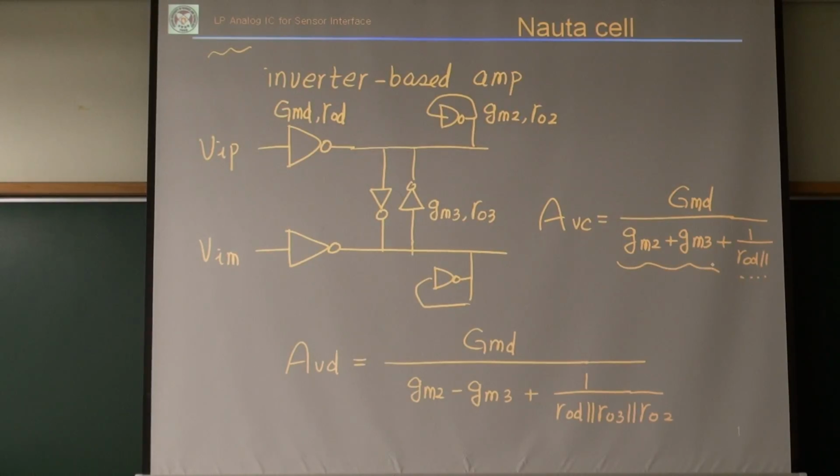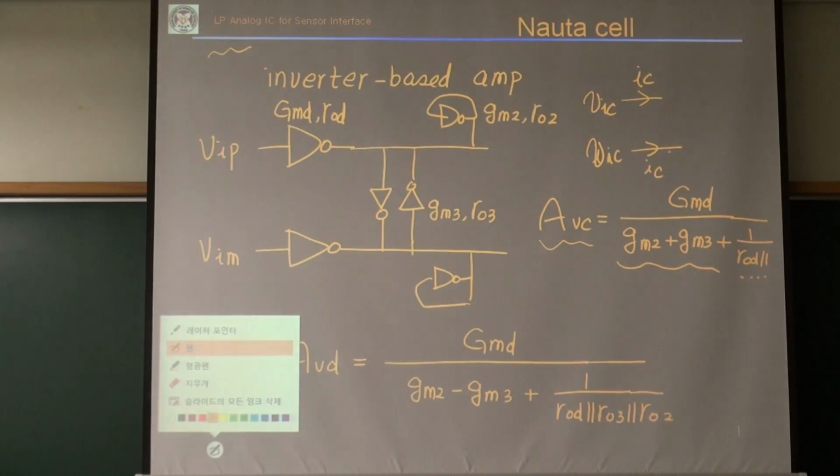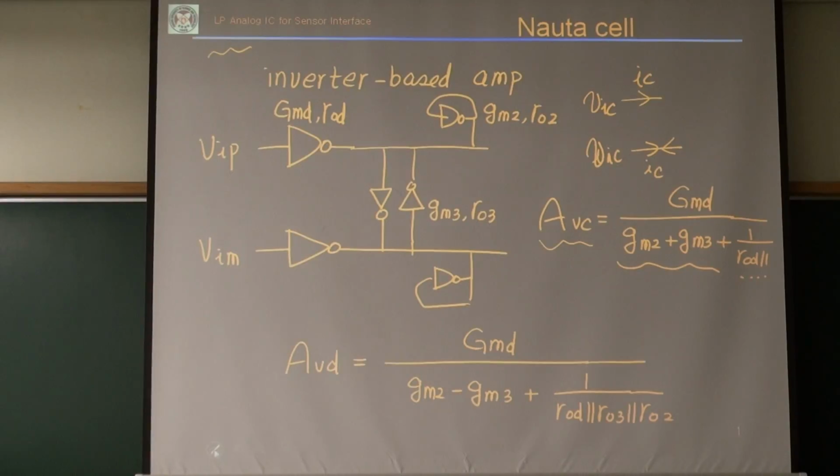So in this calculation, there is some mistake in the current, okay? Say VIC, and then this current should be in the same direction. In the previous lecture, we put some current direction like that. This is, oops, like that. This is no good, right? So if you put the current direction in the same direction, you can say the common mode gain can be written this way, okay?